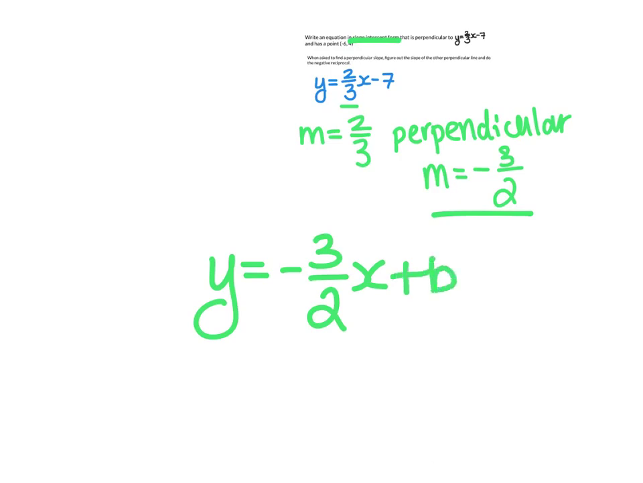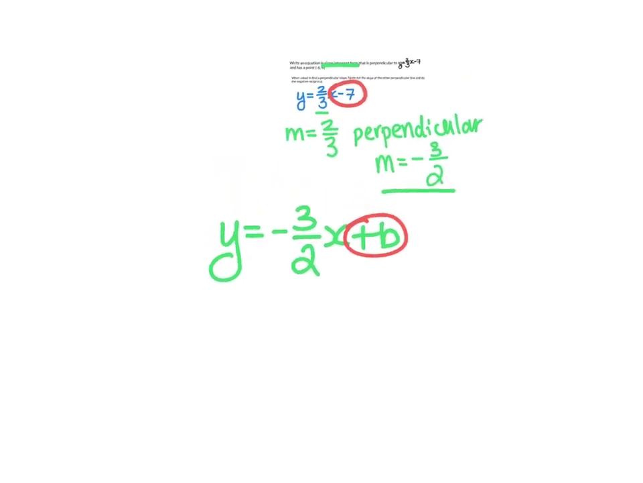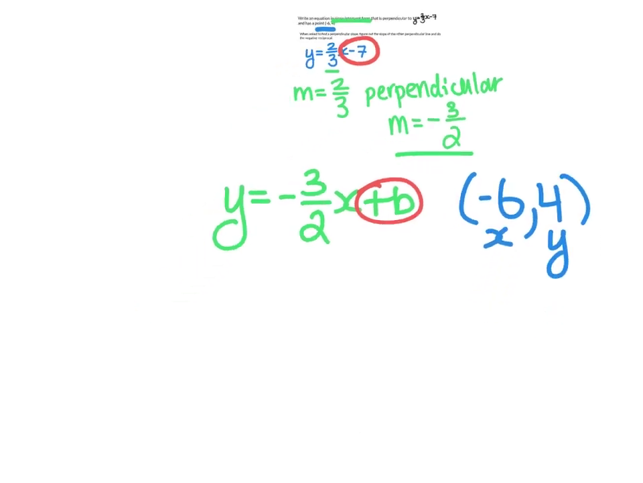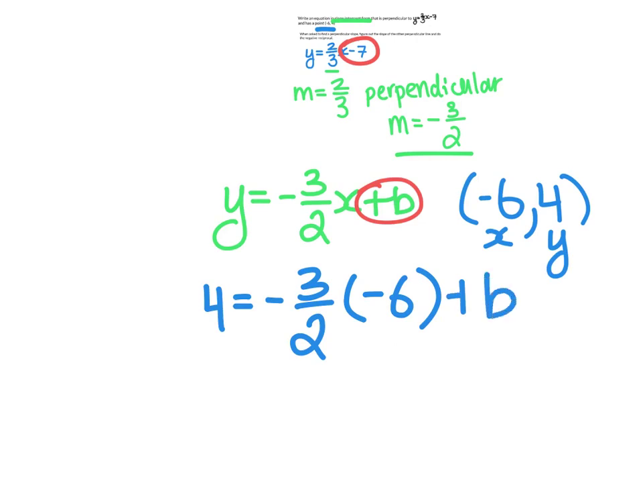Make sure that you write this as plus b, because it's not always the case that these two lines will have the same y-intercept. To find that b value, you were given a point at the beginning, negative 6, 4. You can plug that point back into this equation. This is your x value and this is your y value. So you plug it in: 4 equals negative 3 over 2 times negative 6 plus b.